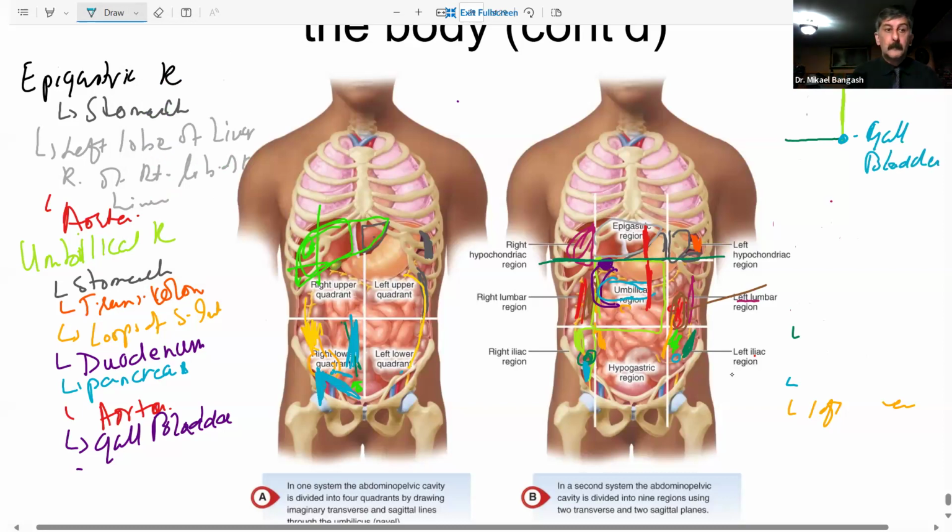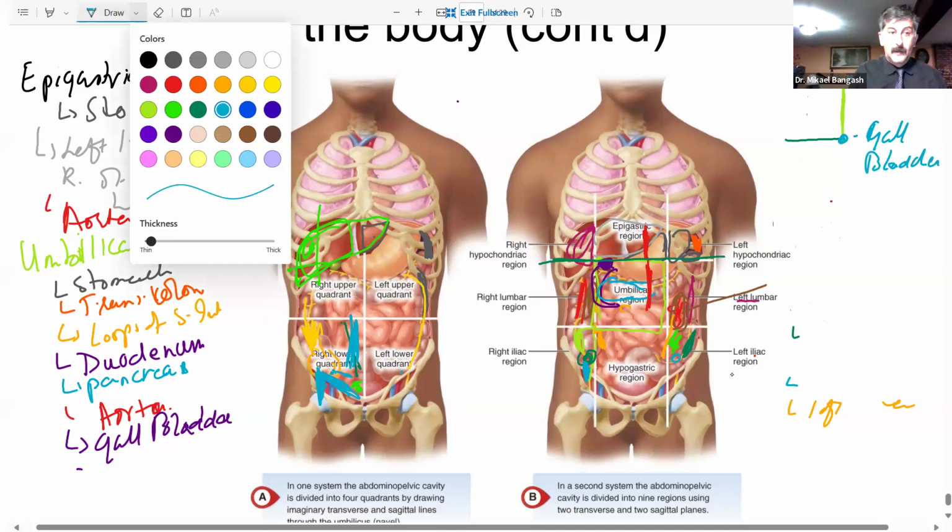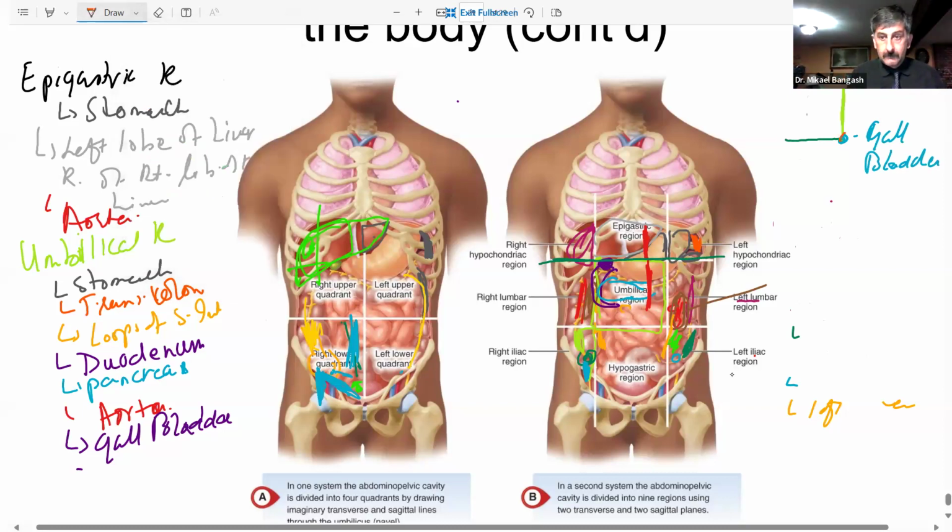Okay. And you may come across a term, because what do you call this point where this right mid sagittal line joins this transverse line here? It is what they call Murphy's point.